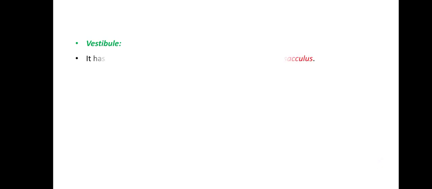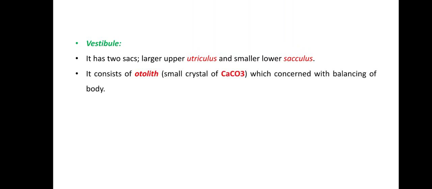The vestibule is the expanded part of the inner ear and bony labyrinth. It has two sac-like structures. The larger, upper one is known as the utriculus, and the smaller, lower sac-like structure is known as the sacculus. It contains otoliths. An otolith is a small crystal of calcium carbonate, which is concerned with the balancing of the body.